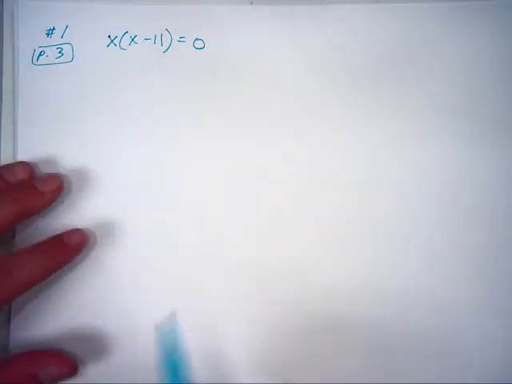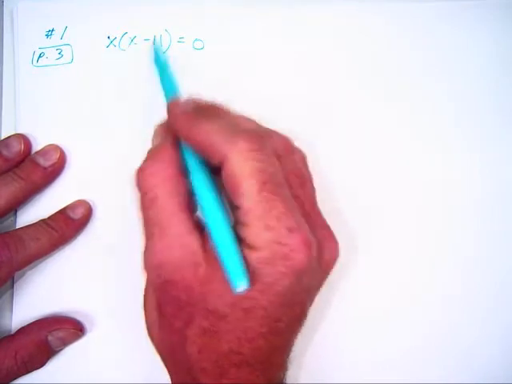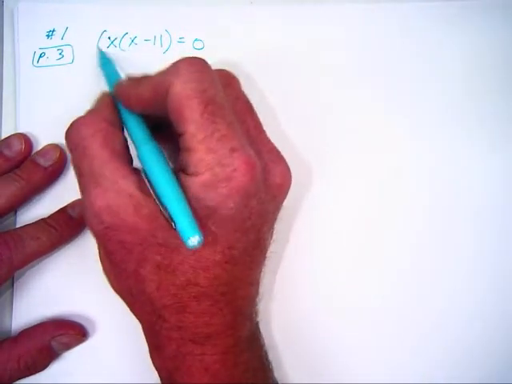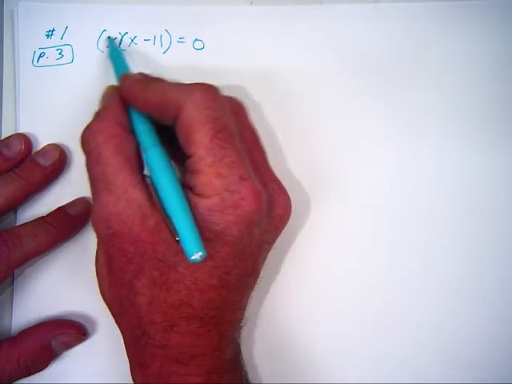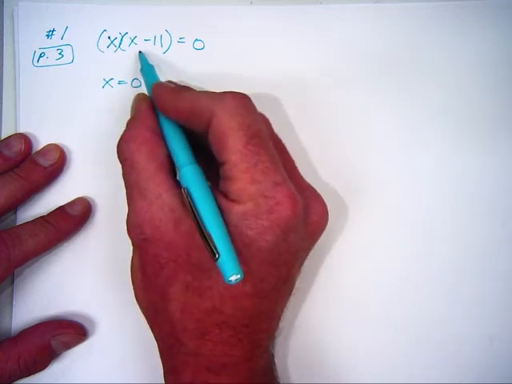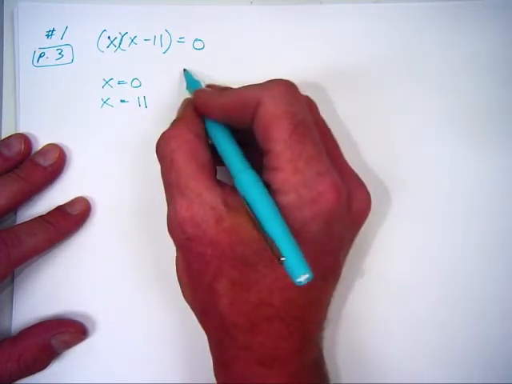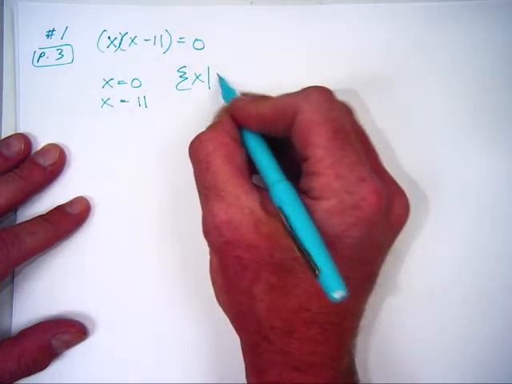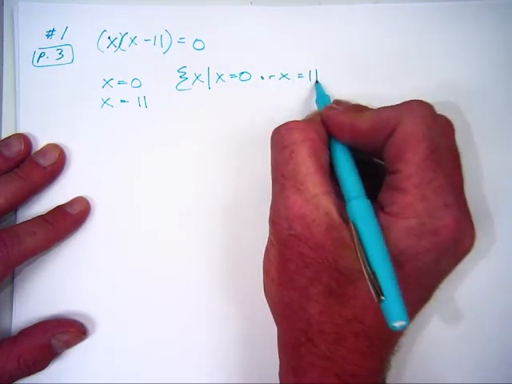Last page of the pretest here. We got this. We just have to find the things that make this side equal 0. Basically, that means either this can equal 0 or this can equal 0. So for this to equal 0, x has to equal 0. And for this to equal 0, x has to equal 11. So the way you'd write it on the test is x, where x equals 0 or x equals 11.